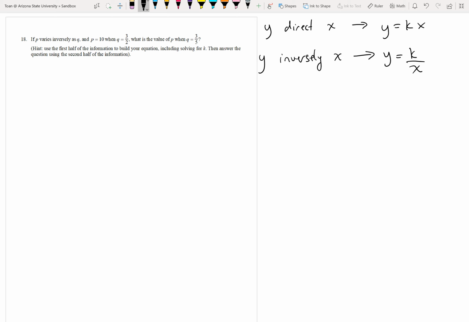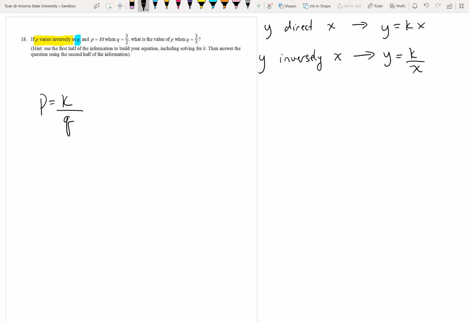So let's do this. Let's read it. It says P varies inversely. Well, the moment I hear those trigger words, I'm going to stop reading and write variable equals k. Now, since it says inversely, I know I'm going to have a fraction. So let's see what the players are. Inversely Q squared. So there we go. Easy peasy.